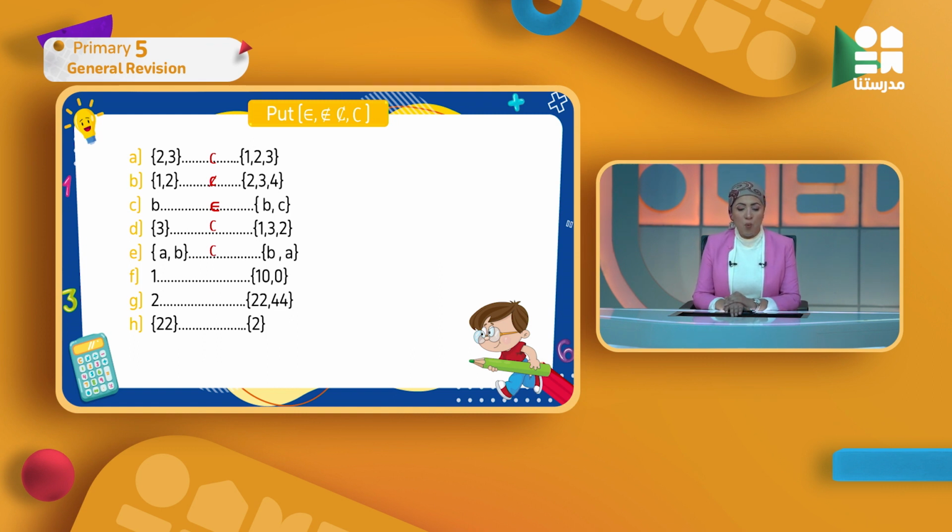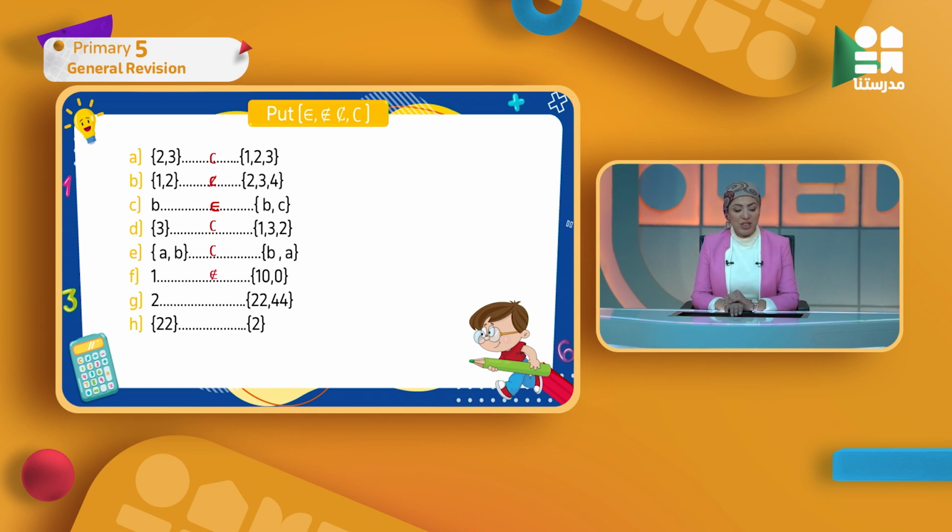Letter F, 1 and the set of elements 10 and 0. First, belong and does not belong to because it is a relation between an element and a set. Second, the 1, does it belong to 10 and 0? No. So it does not belong to.